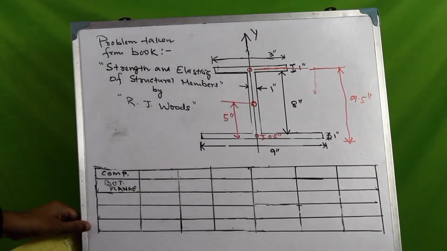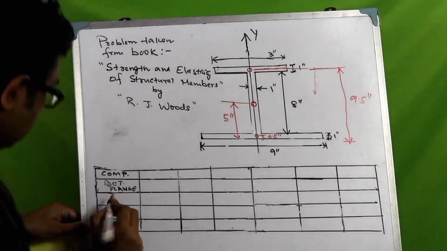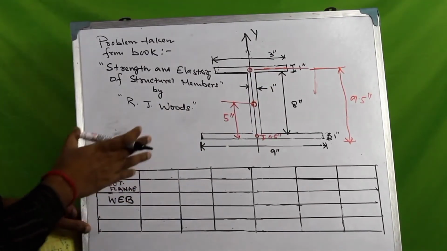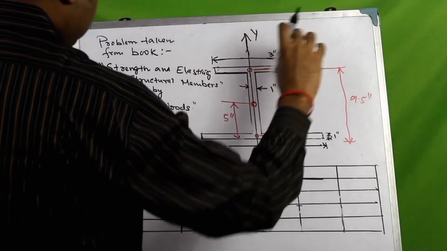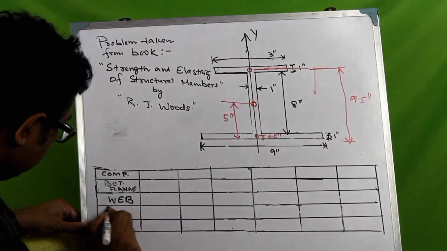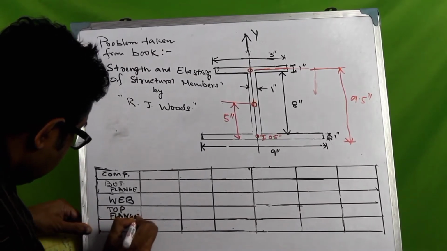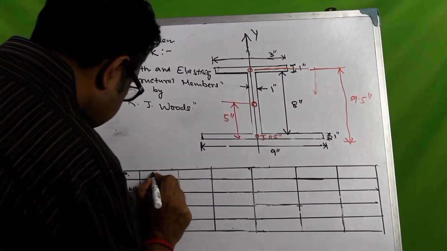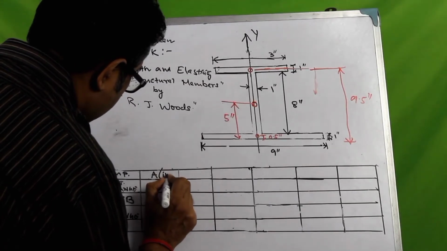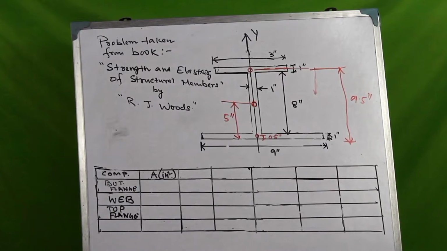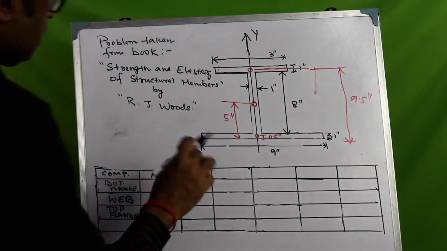Then the second component of this section is the web, and the third component is the top flange. Now the next thing that we need to do is to calculate the cross-sectional areas of each of these components. What is the cross-sectional area of the bottom flange?